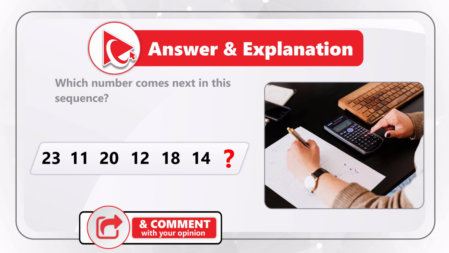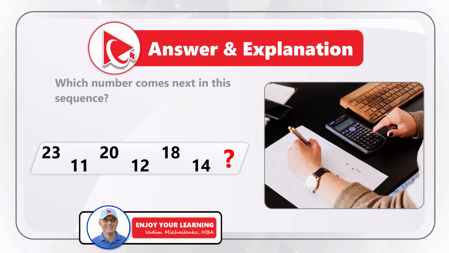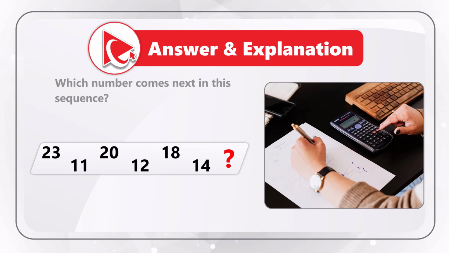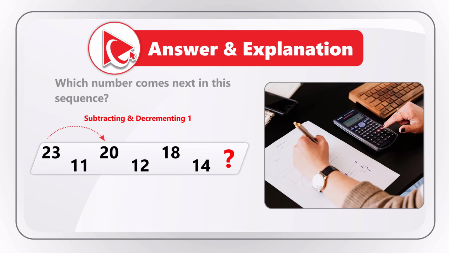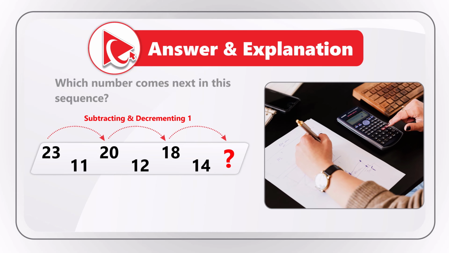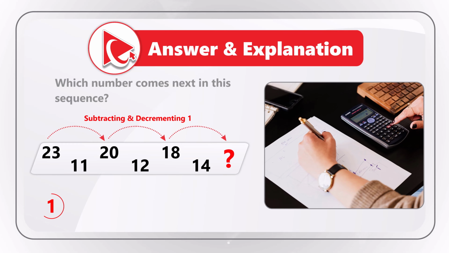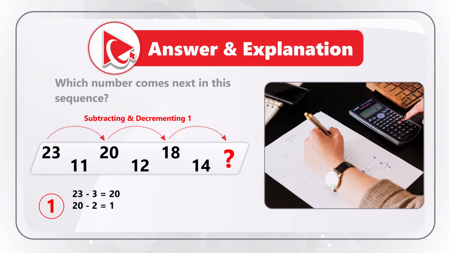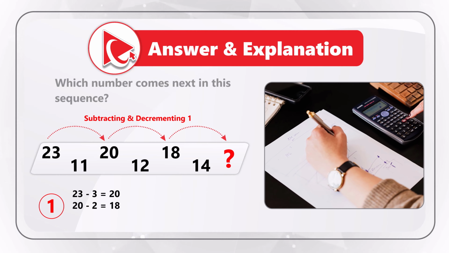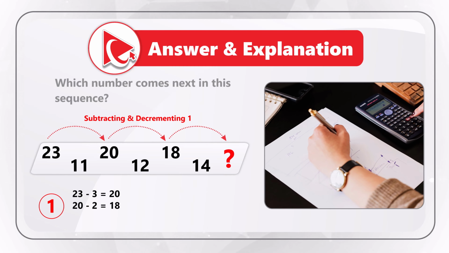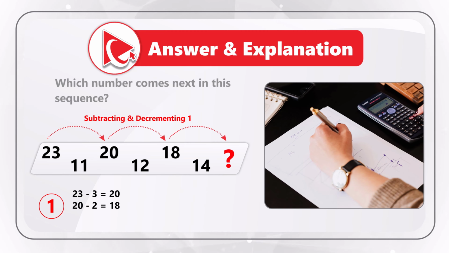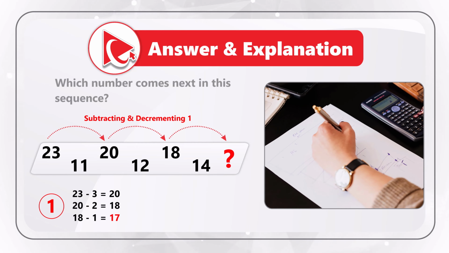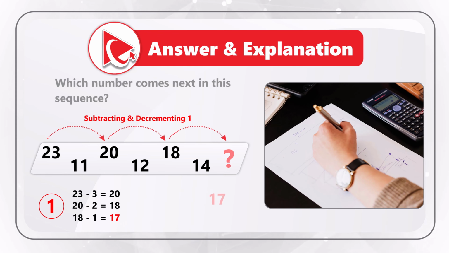The numbers 23, 20, 18, and 17 represent the first pattern. And the next number is calculated by subtracting a decrementing number from the previous number. Let's look at the example. 23 minus 3 equals 20. 20 minus 2 equals 18. You see that the 3 is decremented by 1 to get to 2. The next number is calculated as 18 minus 1, which is a decrement from 2, equals 17.